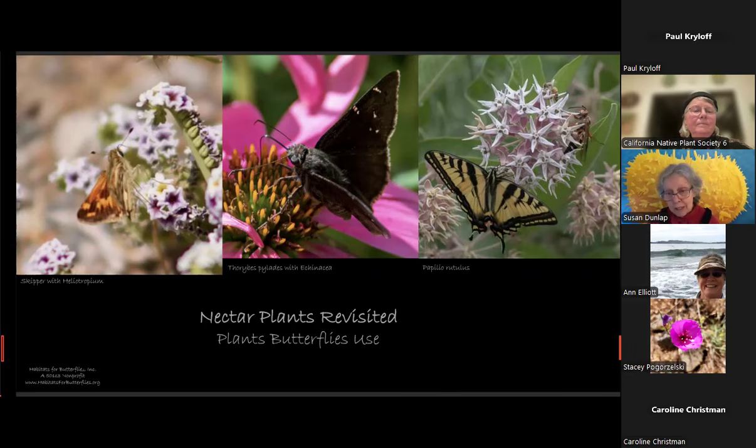What's striking is that a relatively short list of plants does most of the work. So the advice here is simple. Start with a strong basic nectar list and build from there.